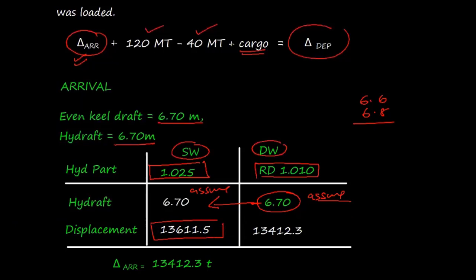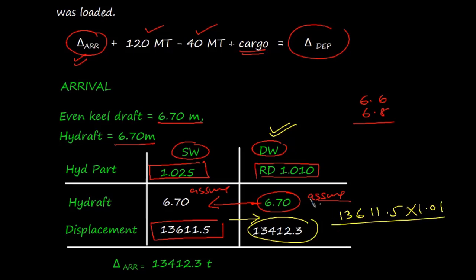But that's not the answer now. We are in arrival, top quarter. We need to find this value. So how to find this value? 13611.5 multiplied by 1.010, divided by 1.025. Remember, whichever column you are going to, multiply that RD. Simple.